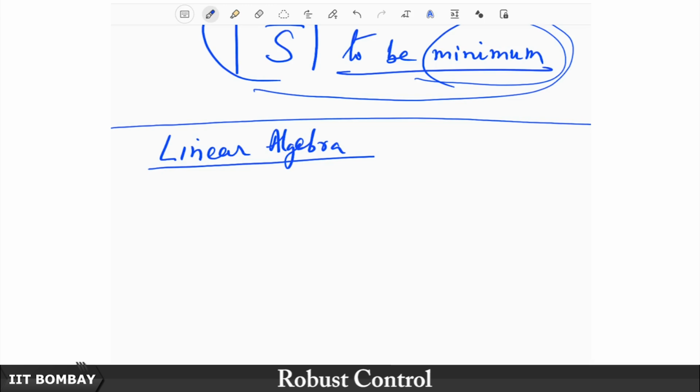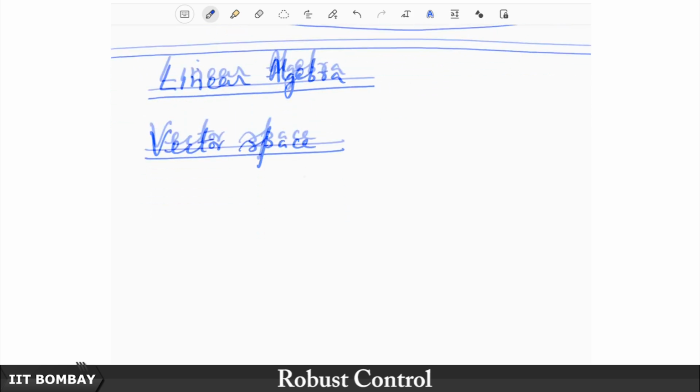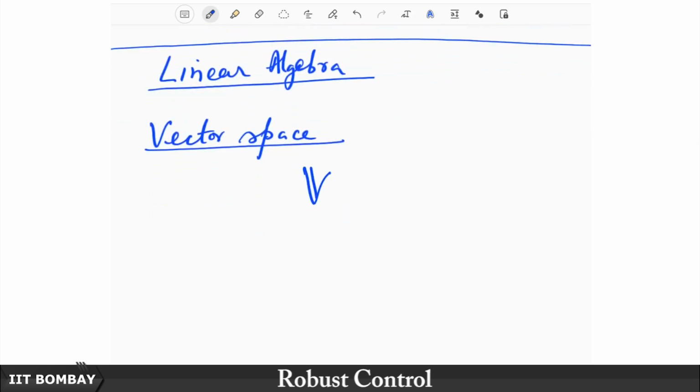So, at the heart of linear algebra, we first try to understand this object called a vector space. So, what is a vector space? A vector space comprises a set V, a field F, an operation called vector addition, and another operation called scalar multiplication.